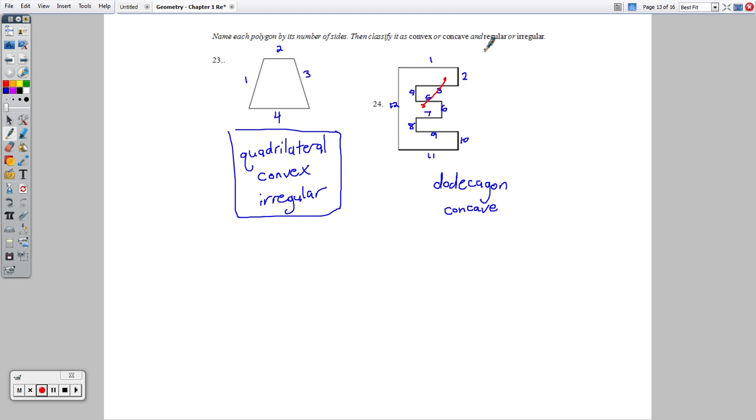So concave. And is it regular or irregular? Again, regular has to be all equal sides and all equal angles. Not the case here either. So irregular is the proper choice for that last part of the question.